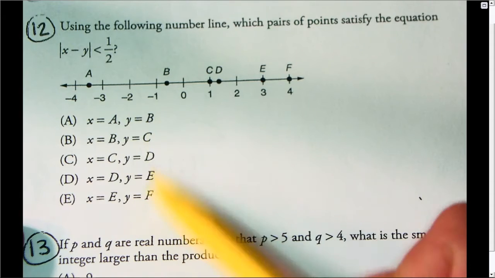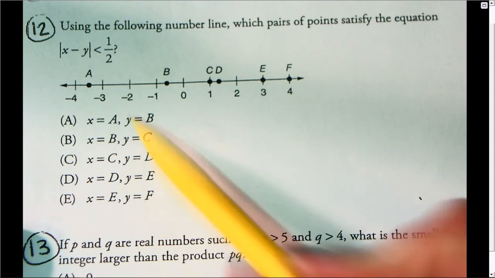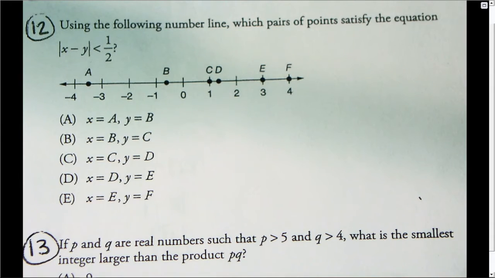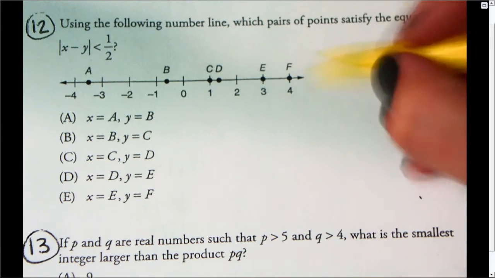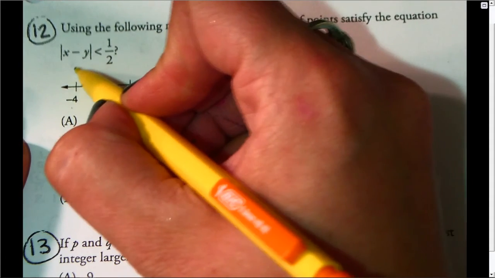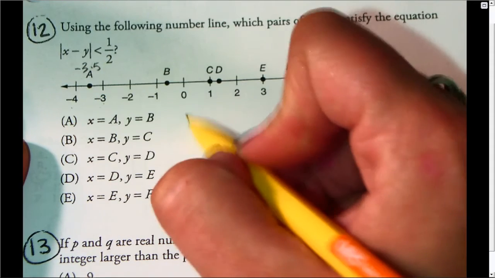From here, it's giving you the values of x and y that you're supposed to plug into this absolute value. However, it doesn't give you the values of x and y. It gives you this fancy number line. So you have to know that a's value is between -3 and -4. So a is equal to -3.5.